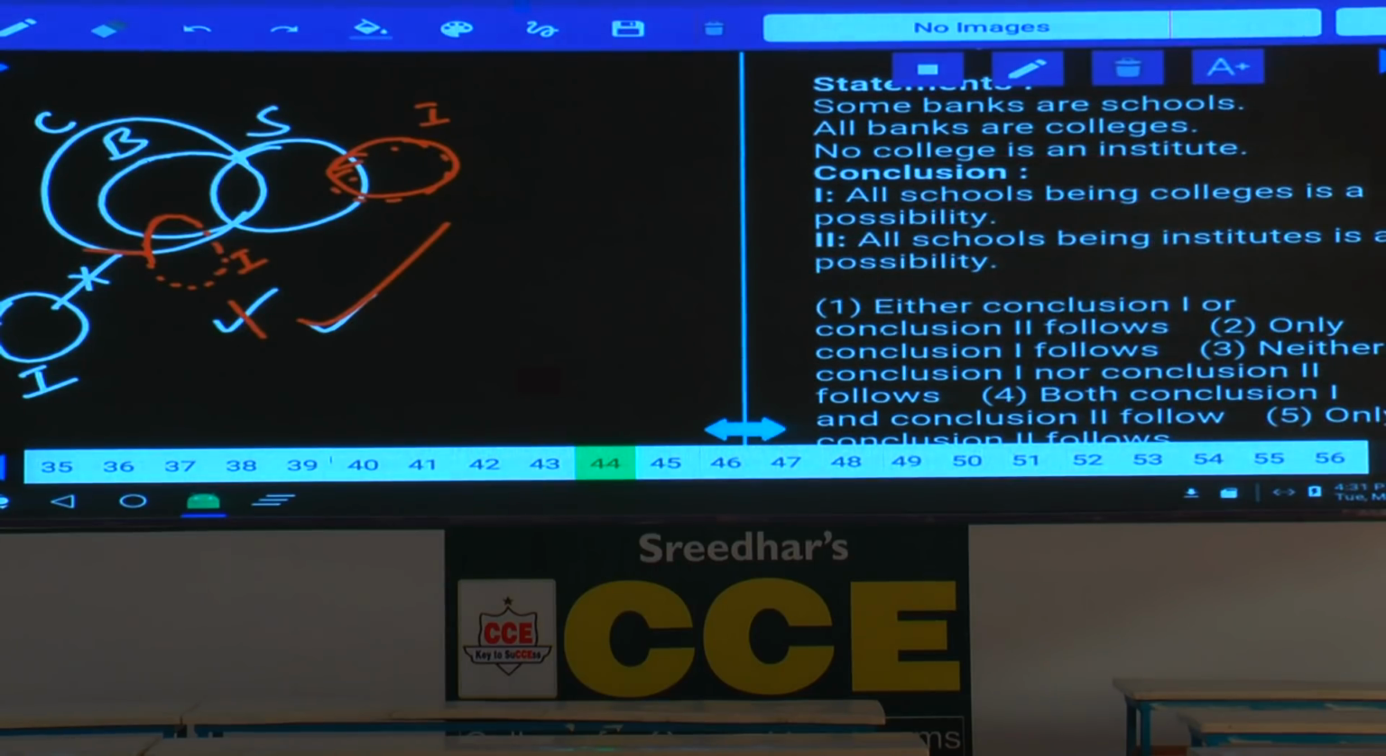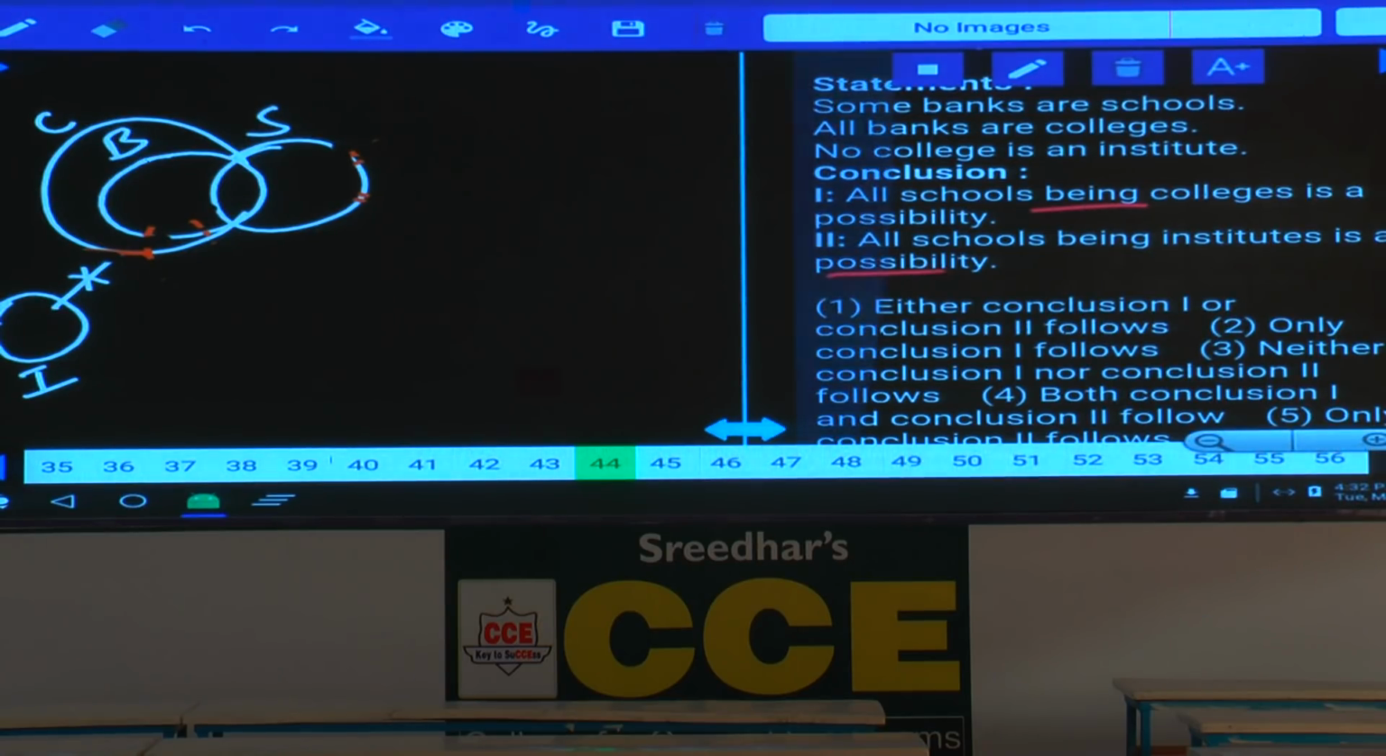Then coming to question number 44. Now in this 44, again the statements are: some banks are schools, and all banks are colleges, and no college is an institute. Now these are the 3 statements followed by 2 conclusions. What is the first conclusion? Both these 2 are possibilities, isn't it? All schools or colleges is a possibility. Now tell me whether it is possible or not.